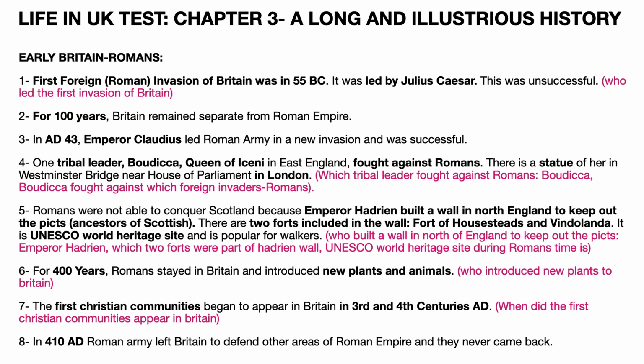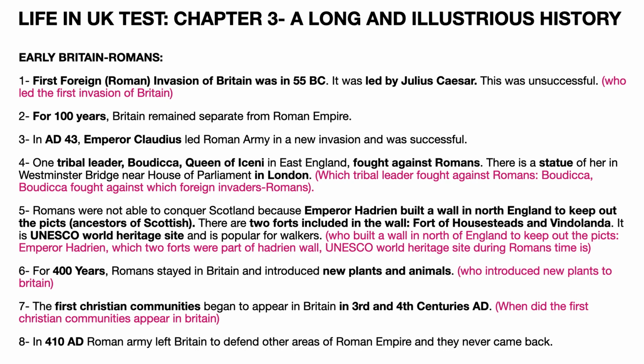Now, a number of questions can be asked on this: who built a wall in the north of England to keep out the Picts? That is Emperor Hadrian. Or which two forts are parts of Hadrian's Wall? These are the fort of Housesteads and the fort of Vindolanda. They can even ask you which is a UNESCO World Heritage Site from the Romans' time, that is the Hadrian's Wall.